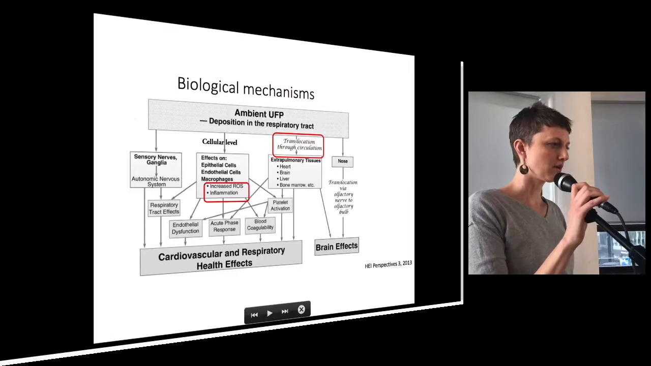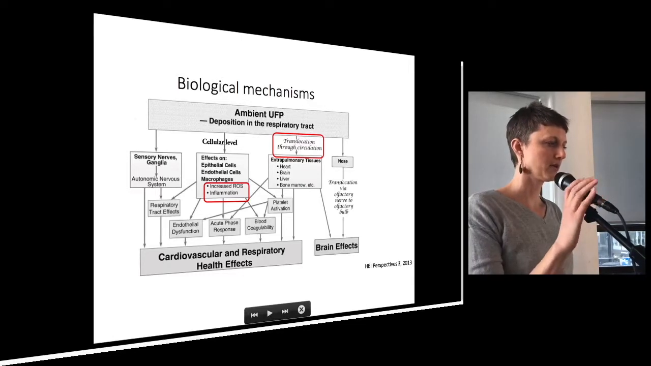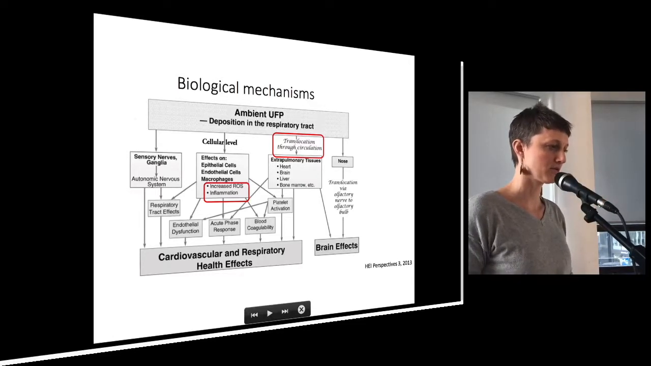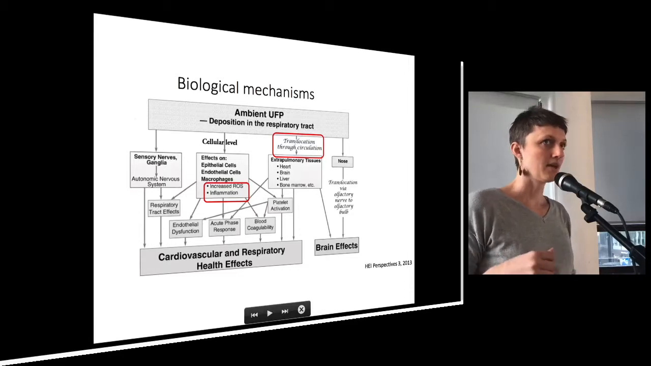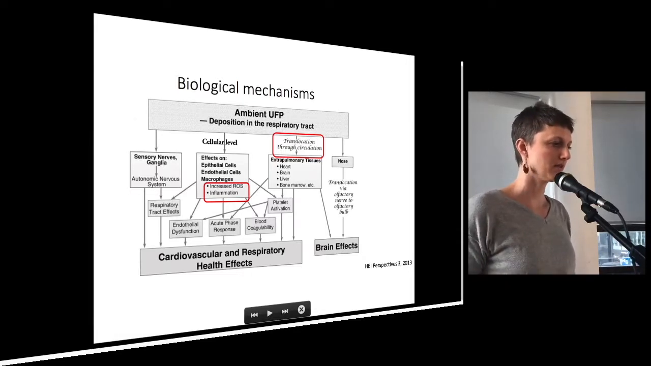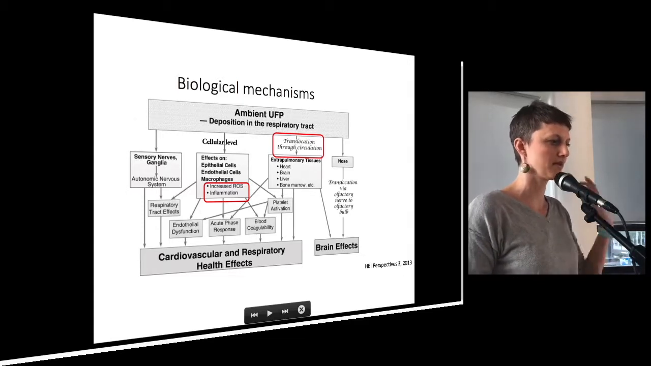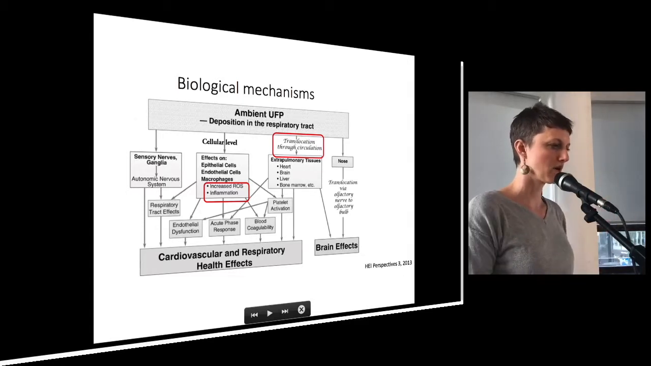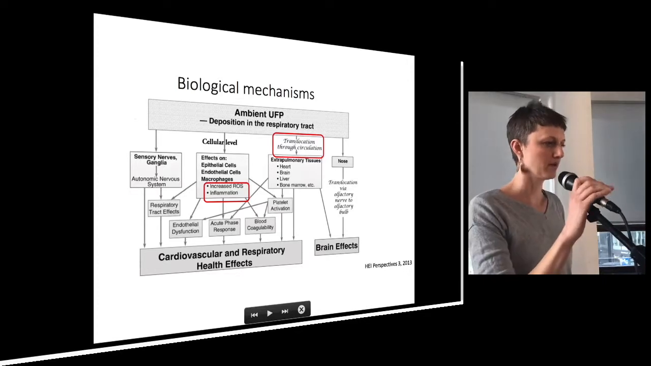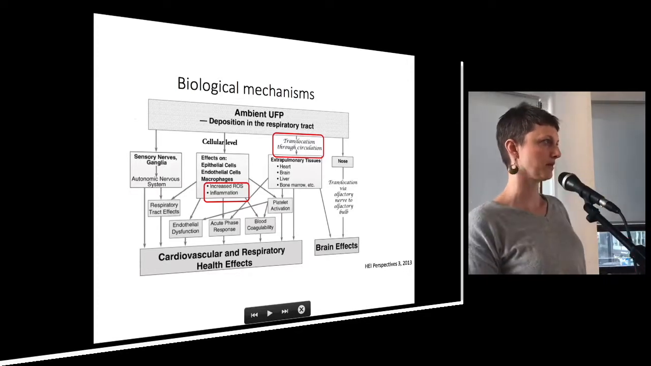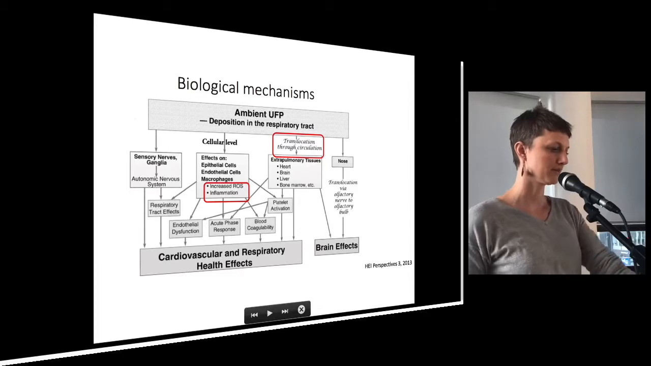So this is on a cellular level, and then on a circulation level, particles are deposited into the lungs, and just as oxygen goes via red blood cells, the same particles can do so, so they can be transferred to the blood, and then via blood they can go into the heart, brain, liver, bone marrow, and so on. So there will be two ways, or two mechanisms, by which this will affect your health.